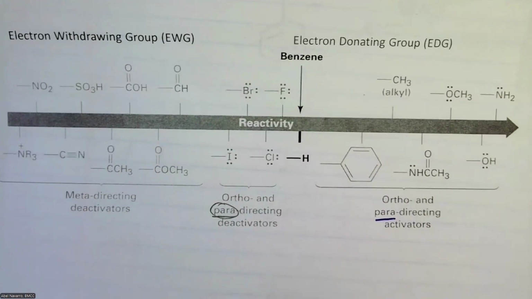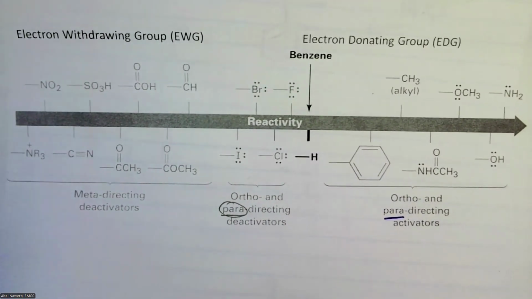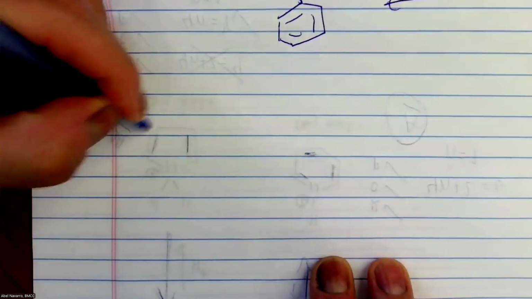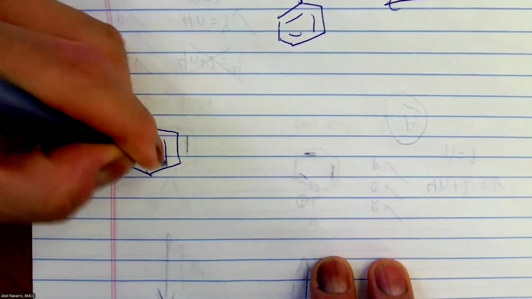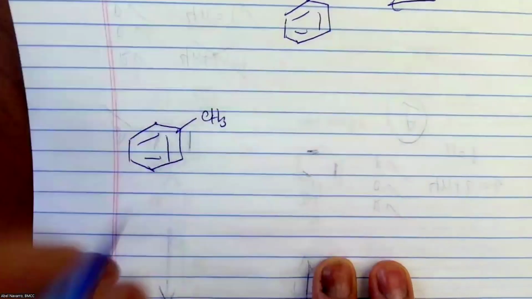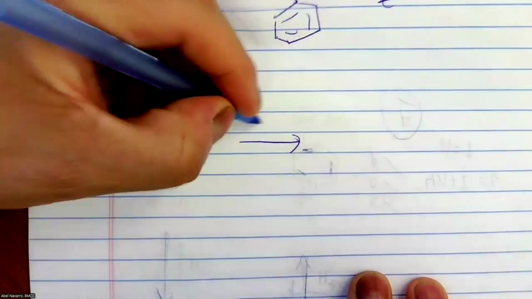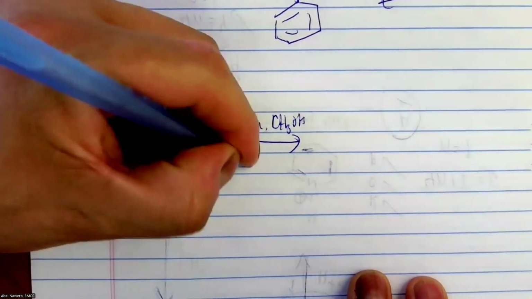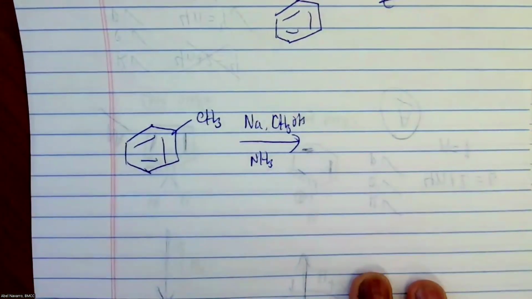So just remember, maybe screenshot this. We are not allowed to use this table during the exams and the quizzes, unfortunately, so we have to get familiar with it. Please do. All right, so what are we learning about that? If you have a benzene ring that has a methyl, and I do the Birch reduction, which is sodium and methanol in the presence of liquid ammonia, right?